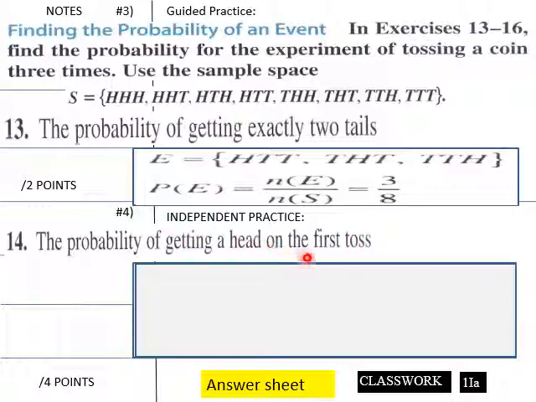The probability of getting a head on the first toss, that's yours, students, so go for that.